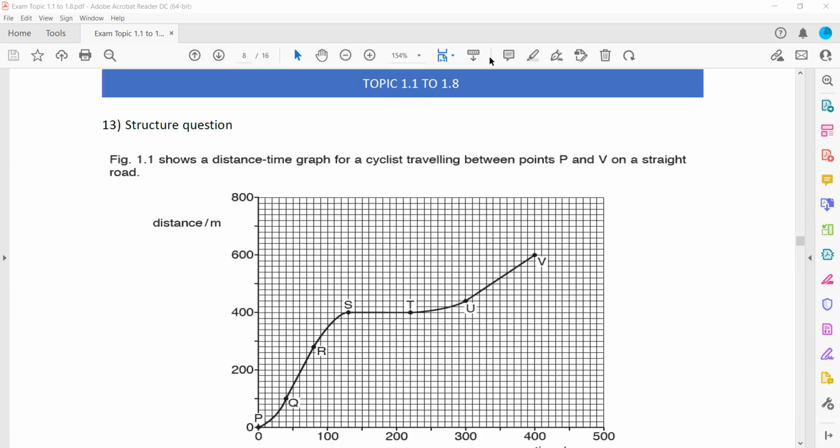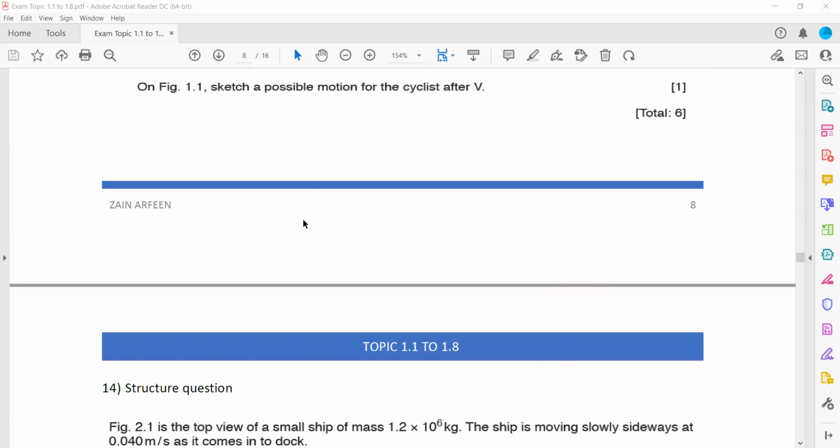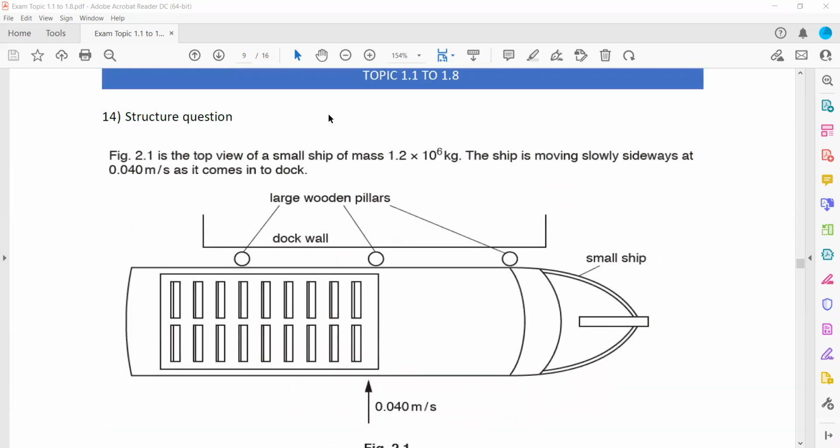So how can we represent the speed is increasing? The slope should increase. After V, if you draw a straight line, it means the speed is constant, but that is wrong here. If you draw a horizontal line, it means speed is zero. If you draw a curve down, it means speed is decreasing. If you draw like this, it means speed decreases. But as it is coming down, speed is increasing, so the slope should also increase. As a distance time graph, the slope represents the speed of an object.